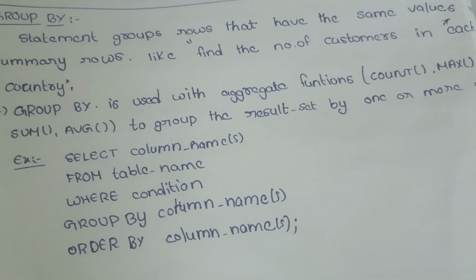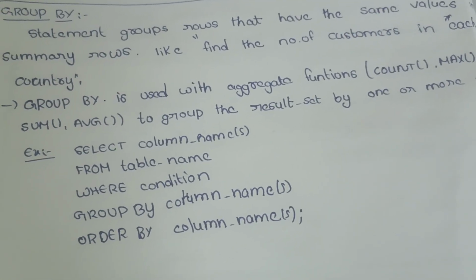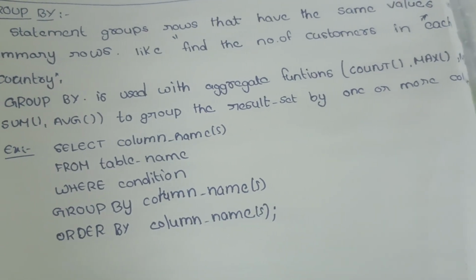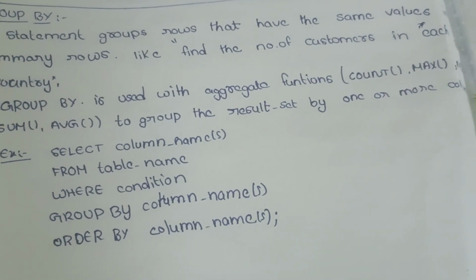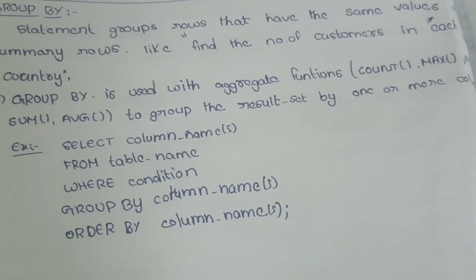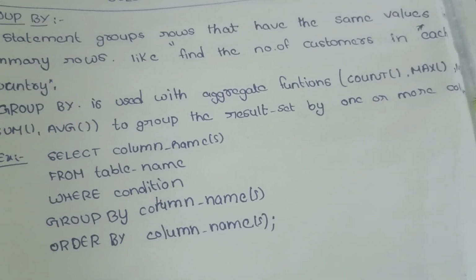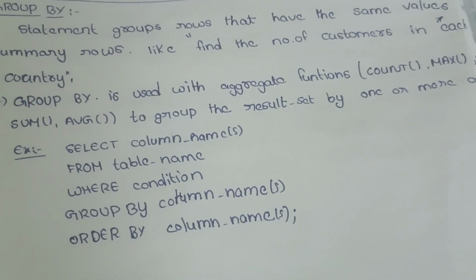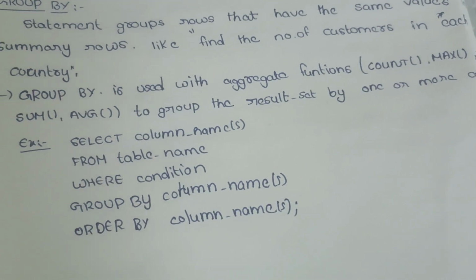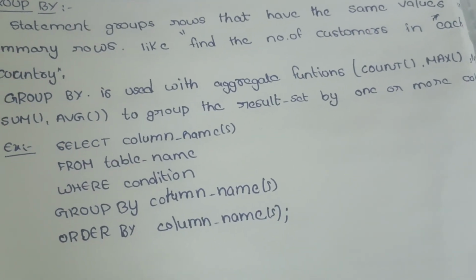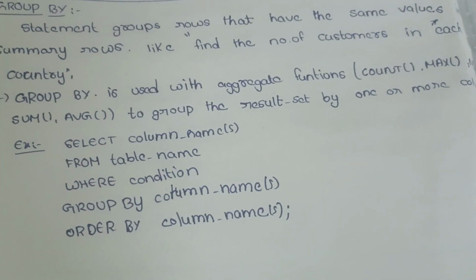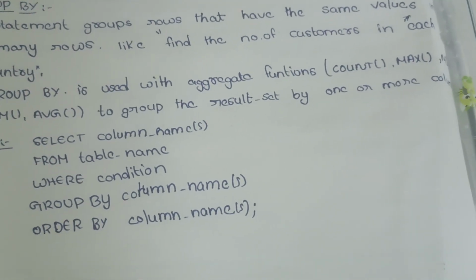The main advantage is that GROUP BY statements are used with aggregate functions. As we know, there are five different aggregate functions: count function, max function, min function, sum function, and average function. These aggregate functions are used to group the resultant set by one or more columns.